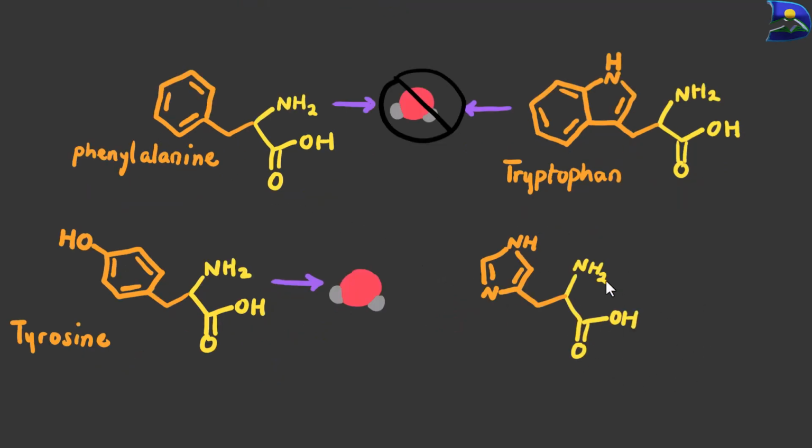And this structure shows that the R group has two nitrogen atoms in a 5-membered ring, and this is called histidine. In addition, this amino acid is known to be an essential amino acid because our bodies, humans specifically, can't make this amino acid, but rather we have to obtain it from our diet.